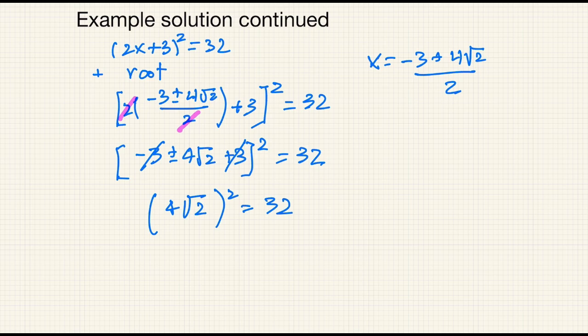Now, taking the square of that, 4 squared is 16. Root 2 squared is 2. And 16 times 2 is 32. So that did check, at least for this one. And so we're positive it's going to work on the other one too. But I just wanted to check one of them just to make sure.